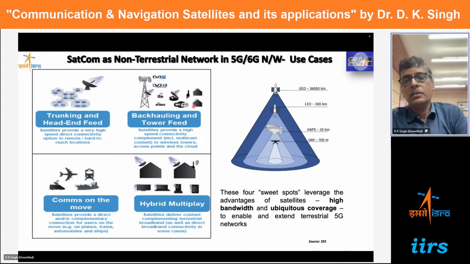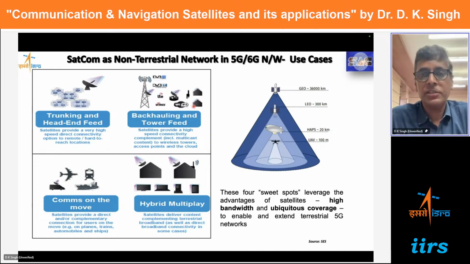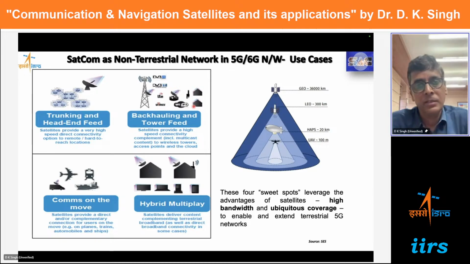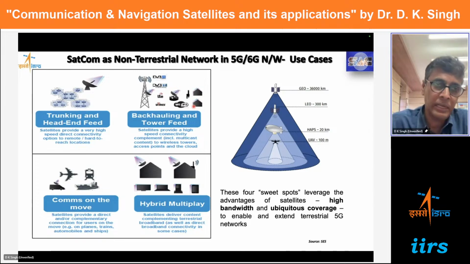Now we are talking about 5G, 6G networks coming up. In these upcoming 5G and 6G networks, the satellite will be integrated seamlessly. So as an end user, you will never know whether your call or your internet is being fed by satellite or the terrestrial network. So there are four major applications. One is trunking, backhauling, then communication on the move, and then video and data communication merger.